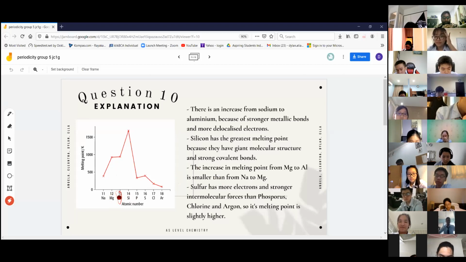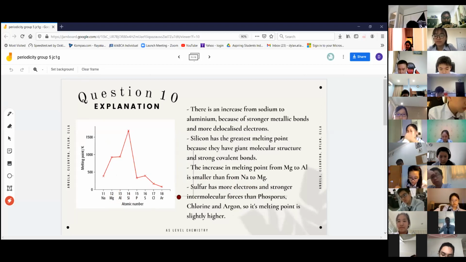This is because the difference in metallic bonding of magnesium and aluminium is smaller than sodium and magnesium, as aluminium forms 3+ ions, and thus the outer 3 electrons in aluminium are partially delocalized. For the non-metals, they have lower melting points because they have weak van der Waals forces. Between phosphorus, sulfur, chlorine, and argon, sulfur has the highest melting point because it has the most electrons and stronger intermolecular forces.